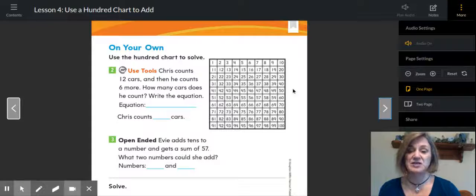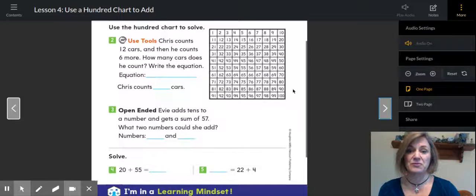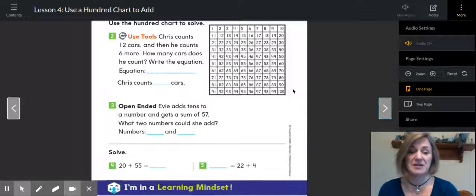All right, I do want you to do this page on your own, but I really want you to take your time and think. So remember that when you move across, you're counting by ones. When you're moving down, you're adding tens. Okay, so think about that carefully. Use your number grid and enjoy your math today.